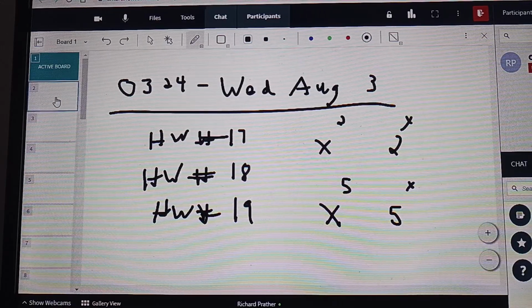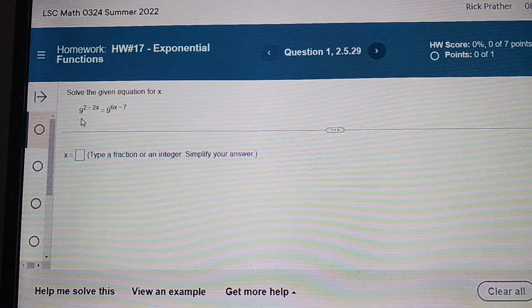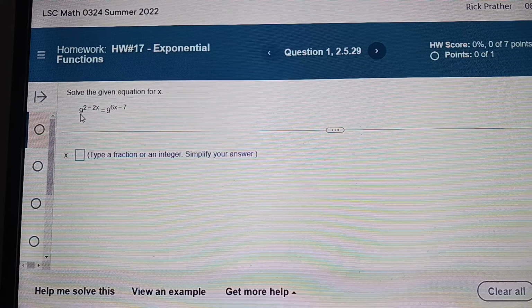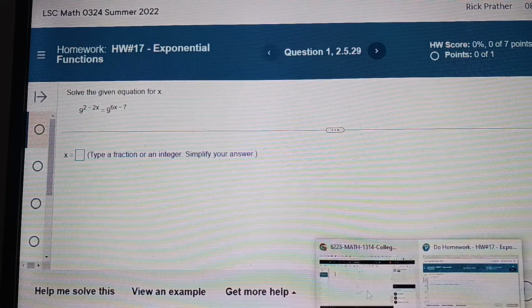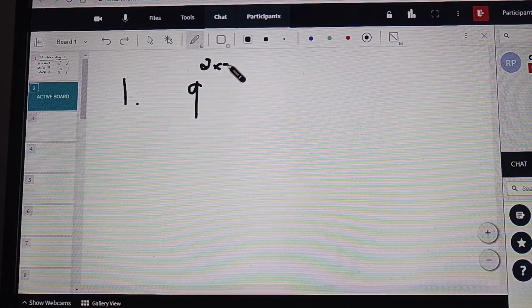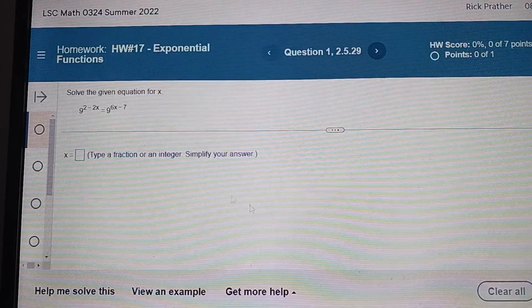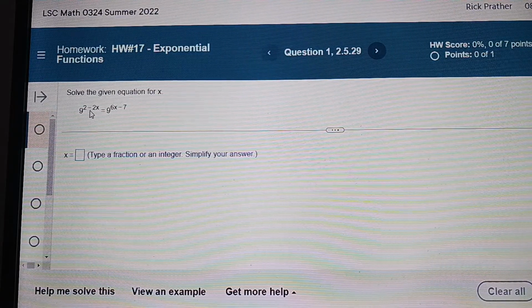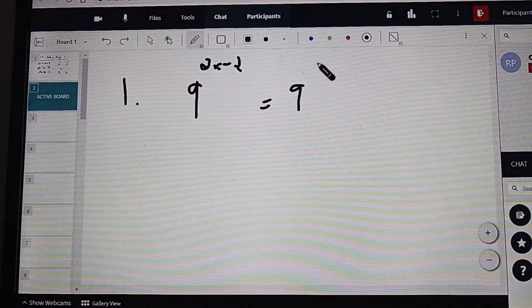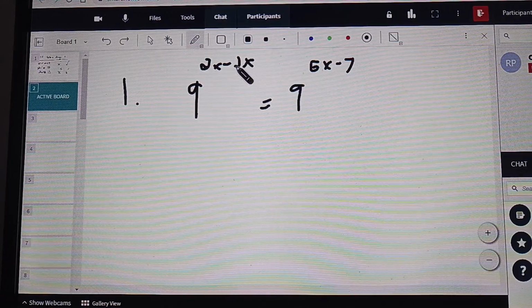So what you hope happens is what happened here in number 1. You hope that these bases are the same or could be made to be the same. So I have 9 to the 2 minus 2x equals 9 to the 6x minus 7. Oh, I said that wrong. It's 2 minus 2x, and then 6x minus 7. So the x is actually in the back here.